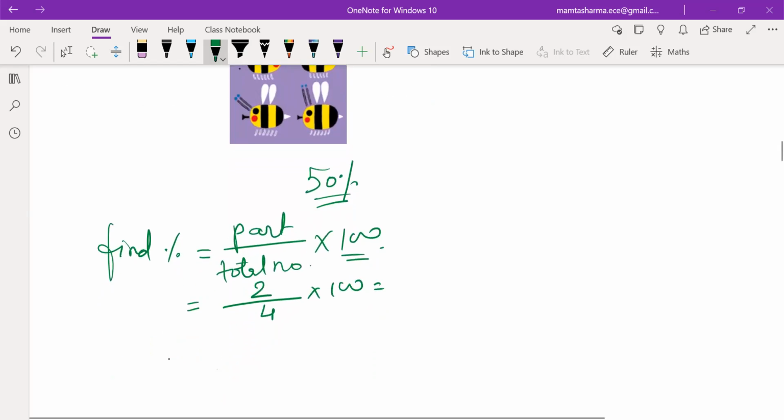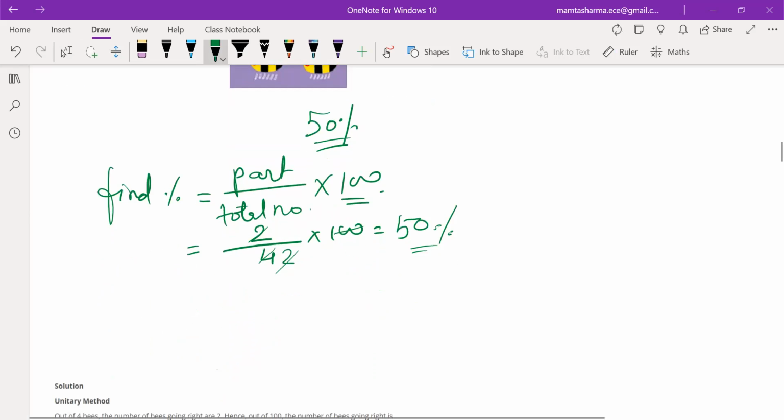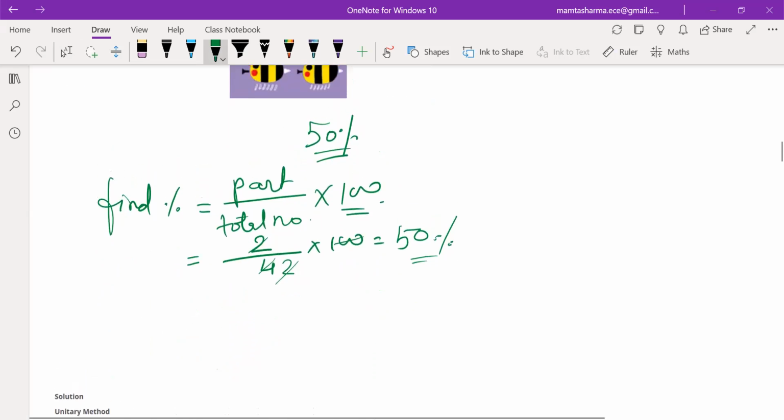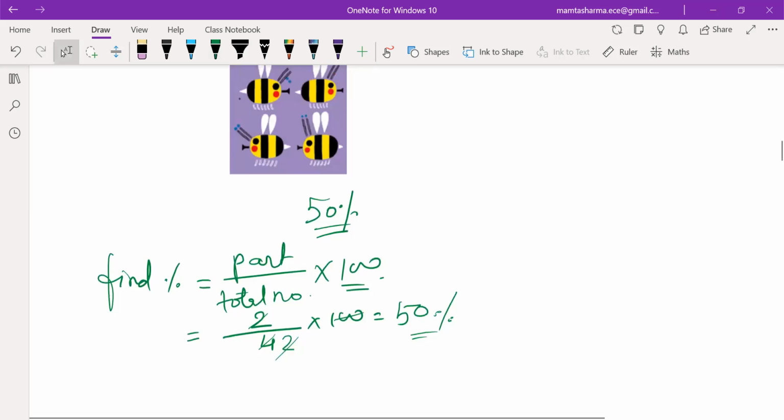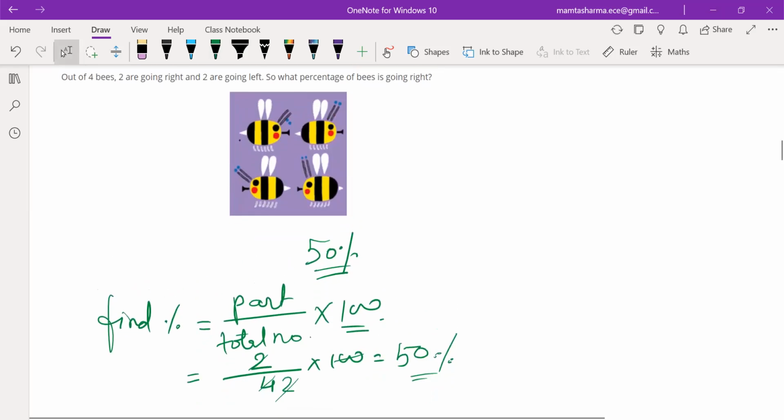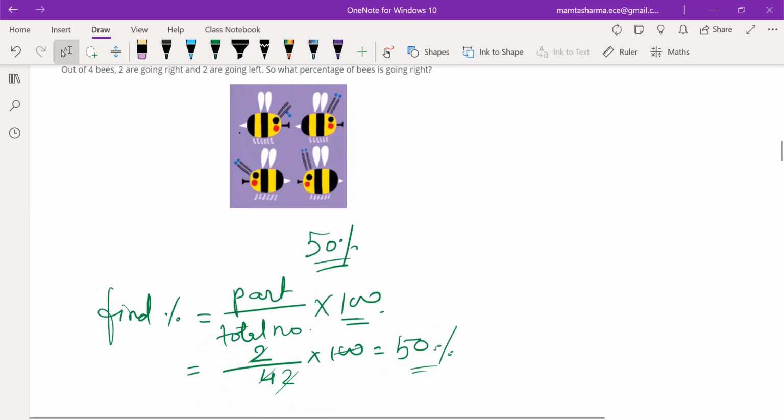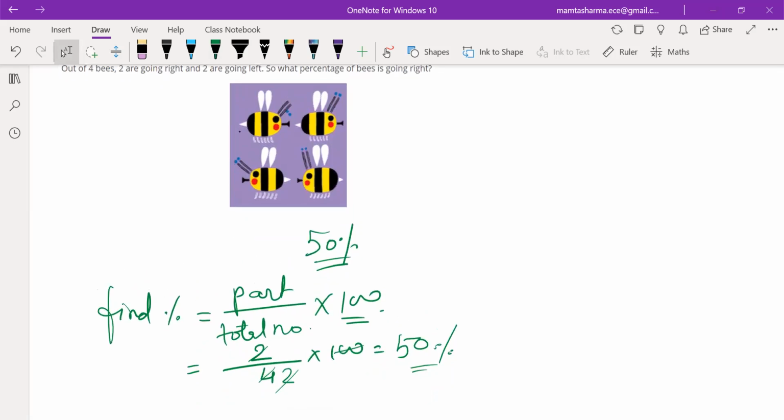Ma'am, and also here, like 2 and 4, we know that 2 is half of 4. So it's 50%. Yes. Half, 2 by 4. You can get 100 by 2, 50 times. So 50% would be the answer. Correct? But ma'am, I've seen this question and it shows the unitary method.